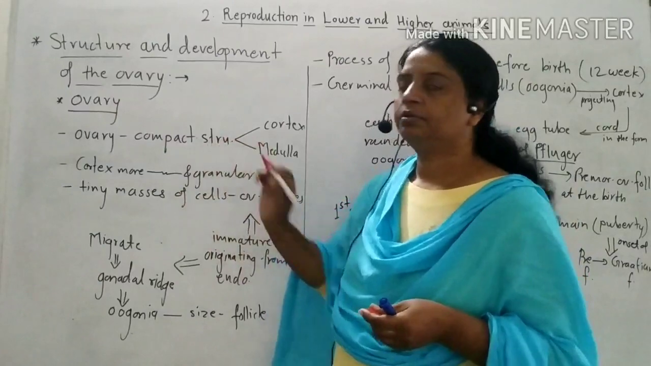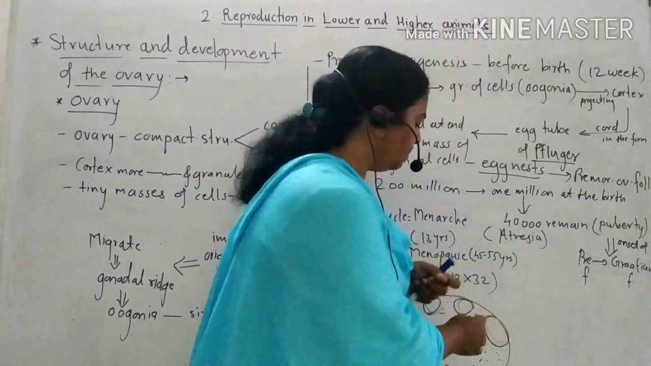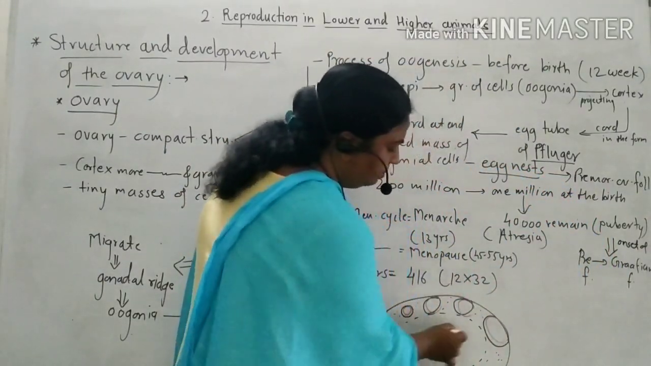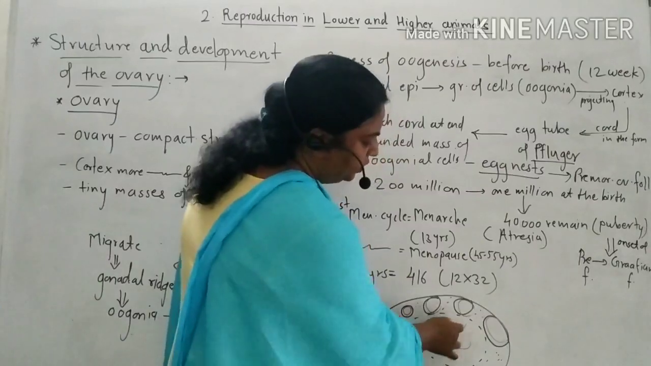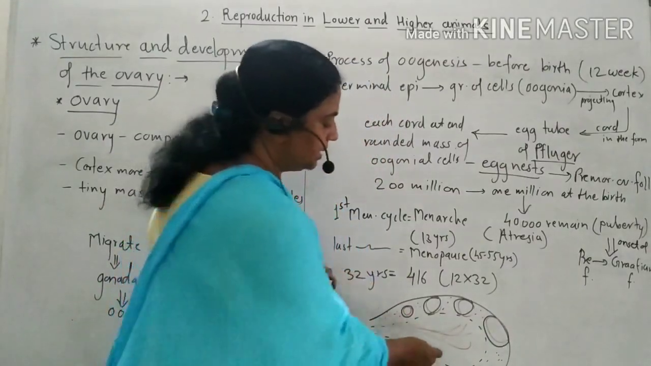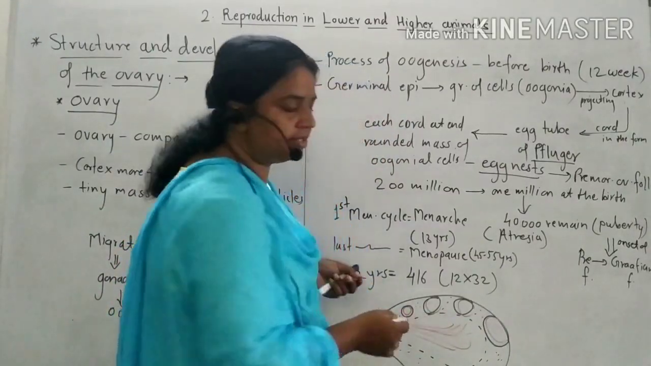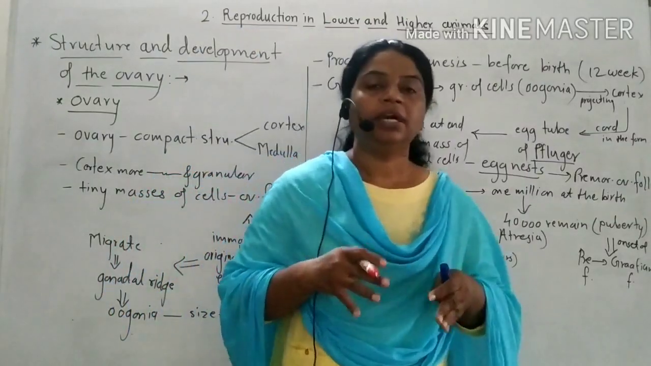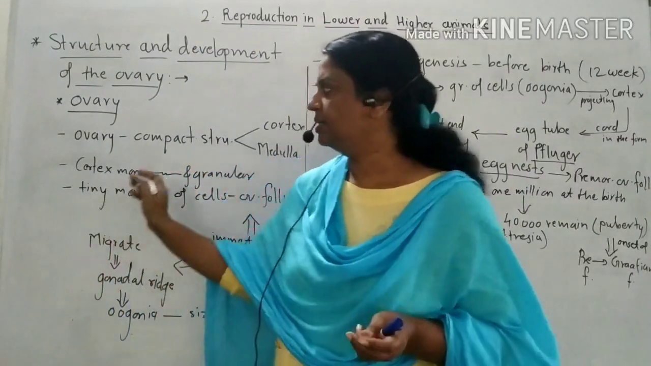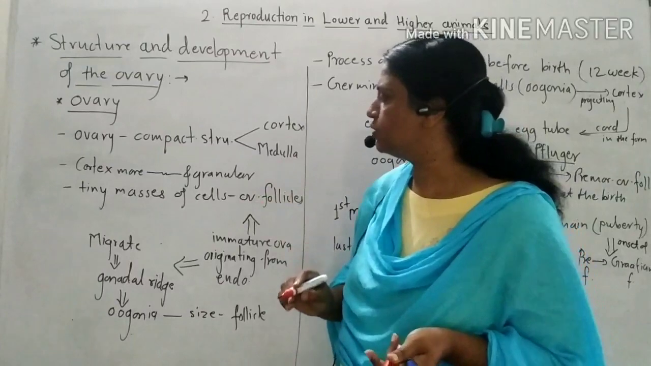And this medulla, which is the inner part, is nothing but the stroma, which consists of blood vessels, lymph vessels, and nerves. It means all connections to the ovary are in the medulla. It is also called the stroma.